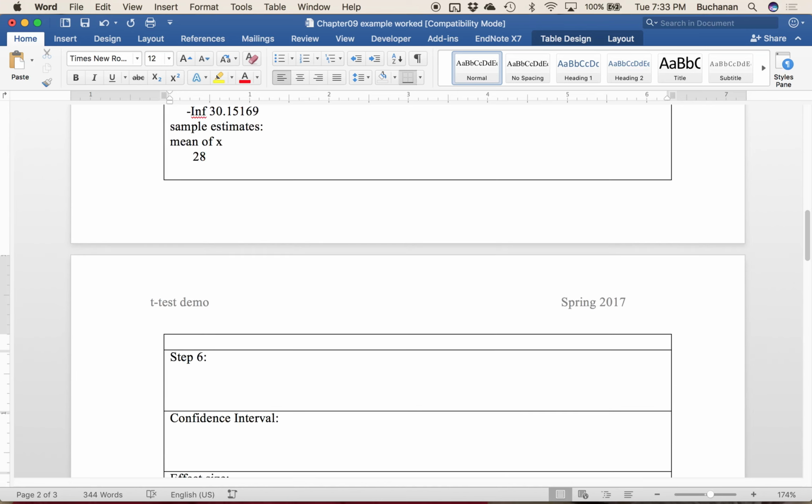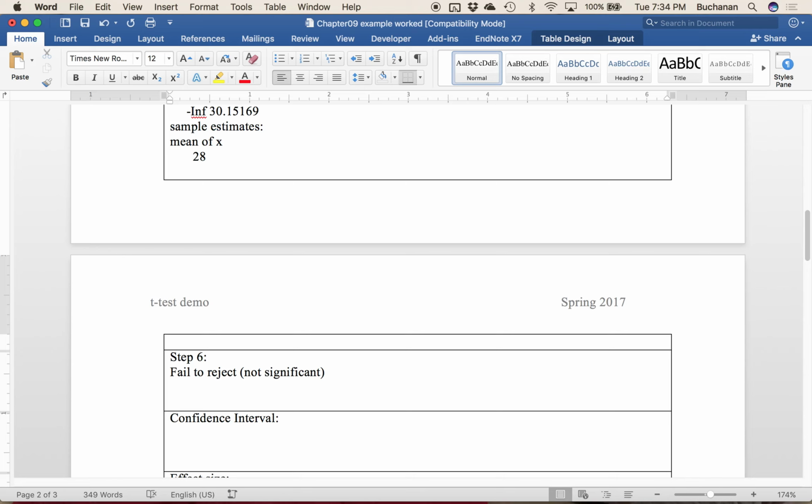So in step 6 here, I would fail to reject. So it's not significant, or not significantly different. So 28 is literally shorter than 30 minutes, but it's not significantly different.